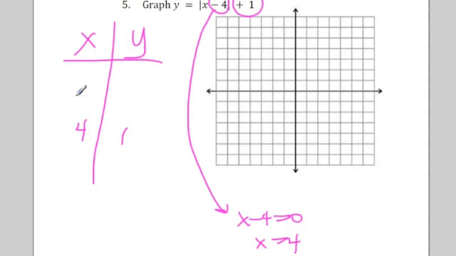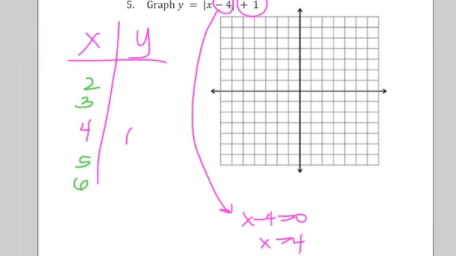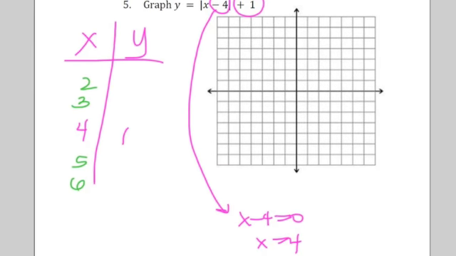Then I pick two numbers below, so 3 and 2, and two numbers above, 5 and 6, and I'm going to plug those into my original equation. Okay, so plugging them in. 2 minus 4 is negative 2. Absolute value of negative 2 is 2. 2 plus 1 is 3. Plug in 3. 3 minus 4 is negative 1. Absolute value of negative 1 is 1. 1 plus 1 is 2.